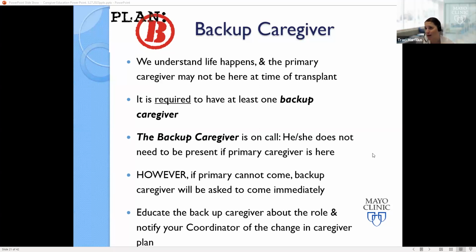So if I speak to a backup caregiver and they're like, hey, Tracy, I need 2 weeks notice, I can't guarantee that will happen. I've seen a lot of life circumstances happen. I had a caregiver one time, unfortunately, break their leg on the first day. People get sick, emergencies happen. So we need someone who is willing to come immediately. We want to make sure that the backup caregiver is always educated about the role and notify your social worker of any change in the plan. I do encourage backup caregivers to take this class so that they also have a solid understanding about the role.